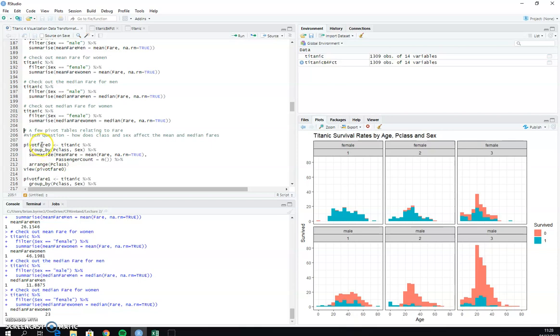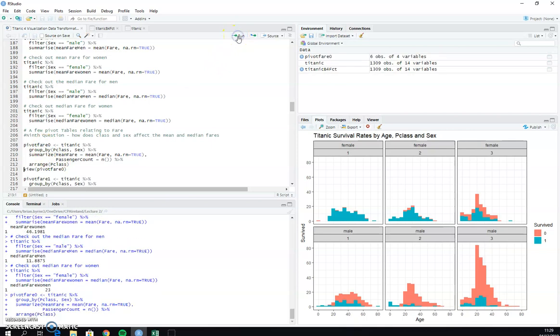So what we're going to try to identify here is, take the Titanic data set, we're going to group by class and sex, we're going to summarize the fare, estimate the mean fare, count the number of passengers in each category, and then arrange by the class. So first class, second class, third class. Okay, so let's just run that.